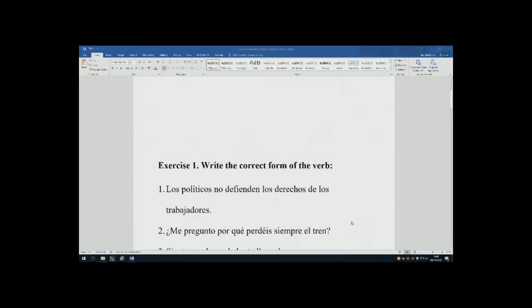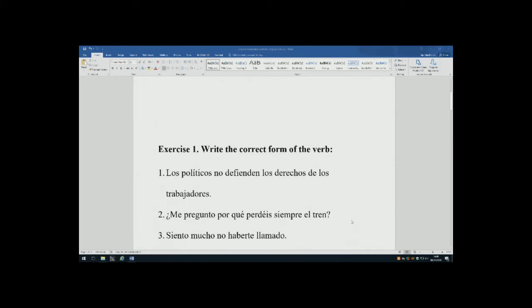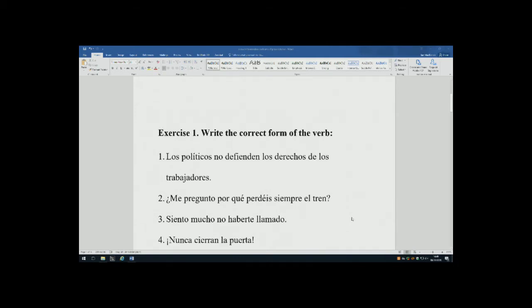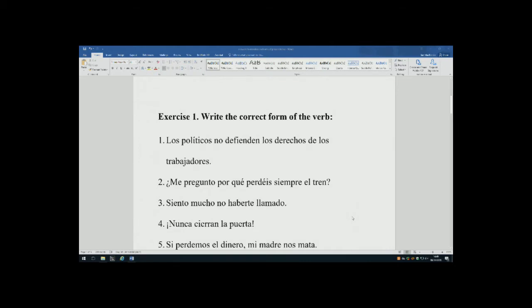What are we saying? Number 3. Siento. That's right. So I'm sorry. Siento mucho no haberte llamado. Number 4, nunca cierran, very good. 5, si perdemos, yeah, very good, perdemos. Obviously it's an ER verb, so it's emos.